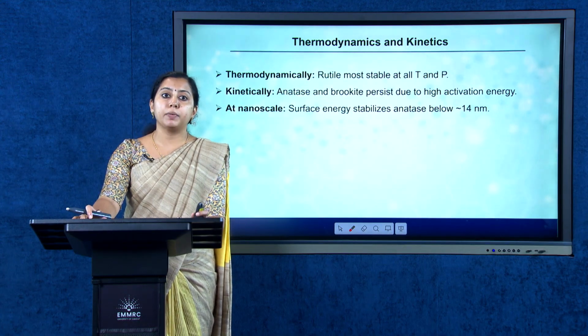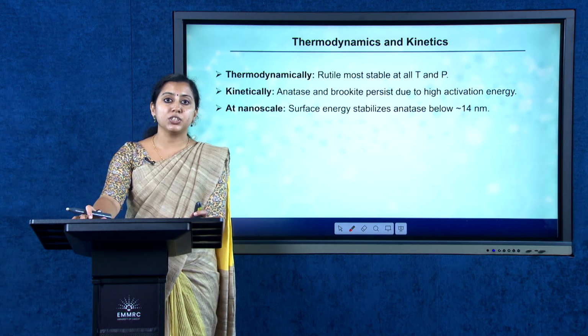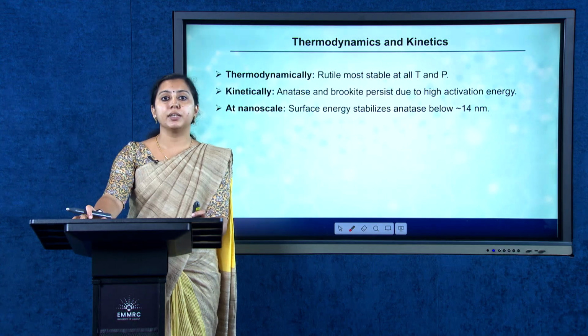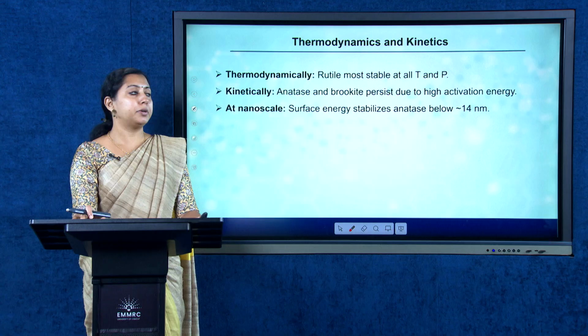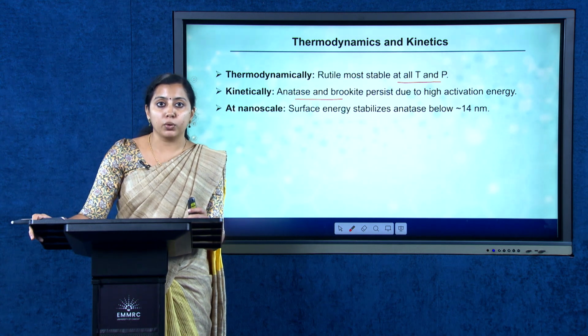Several thermodynamic and kinetic factors affect the structural transitions in TiO2. In terms of free energy, we know that rutile has the lowest Gibbs free energy. So, thermodynamically, rutile is the most stable at all temperature and pressure. When we look at the kinetic aspects, anatase and brookite persist due to high activation energy. So, kinetically stable are anatase as well as brookite.